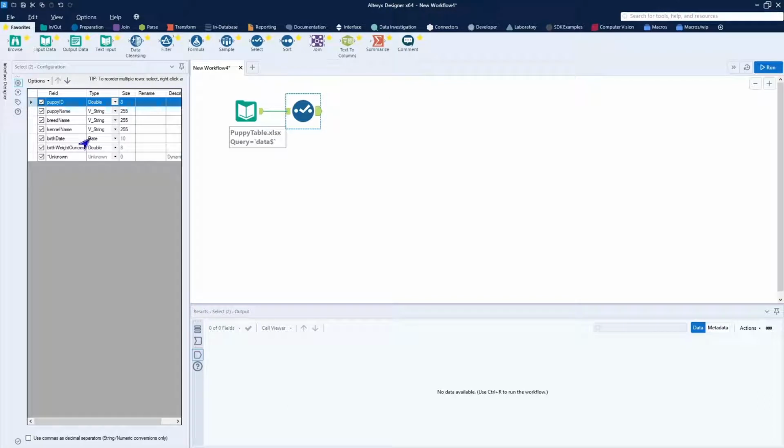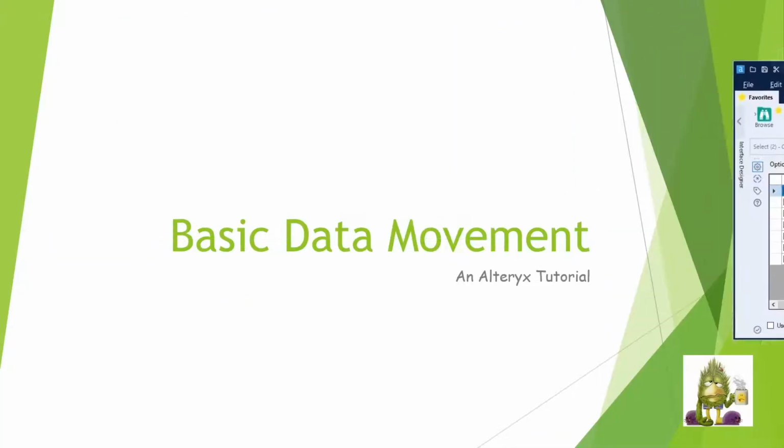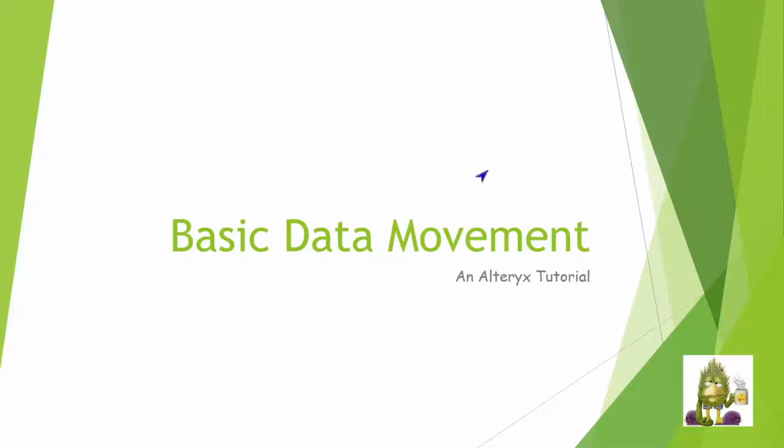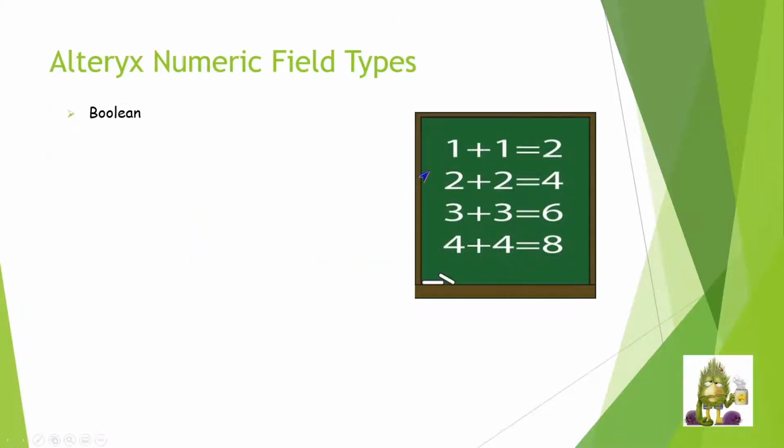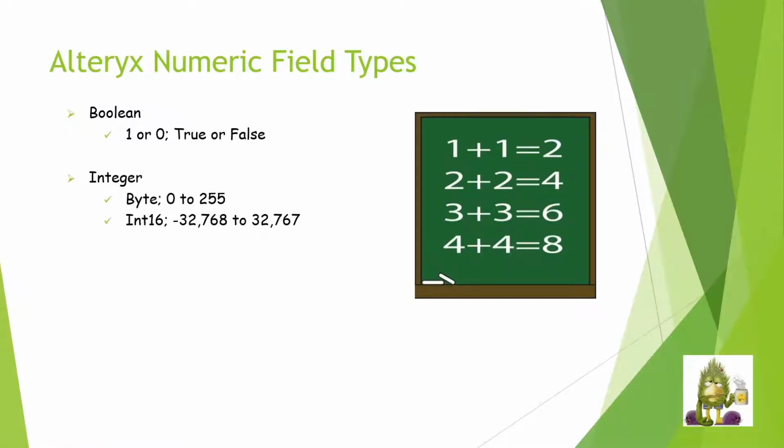It's good to understand what the different field types are available to you within Alteryx. To do that, I put together a couple of pages. All data types are broken into three categories. You have numeric, character, and date time.